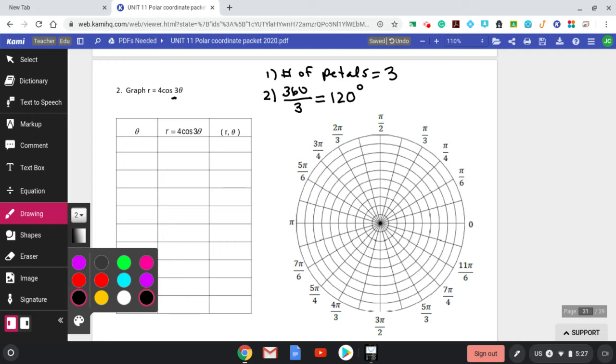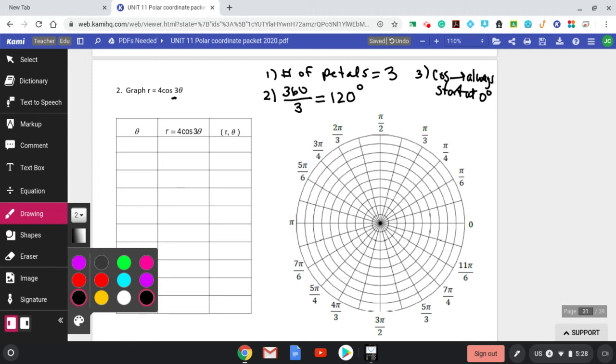Last thing, where should it start? Remember for the sine curve, we went halfway between how far apart they were? Well, for a cosine curve, this is easy. For a cosine curve, you always start at 0 degrees. Always start at 0 degrees. Always. Okay? So here we go.